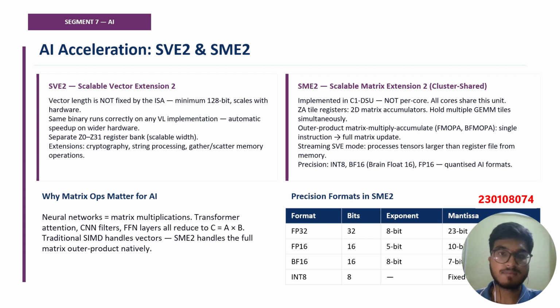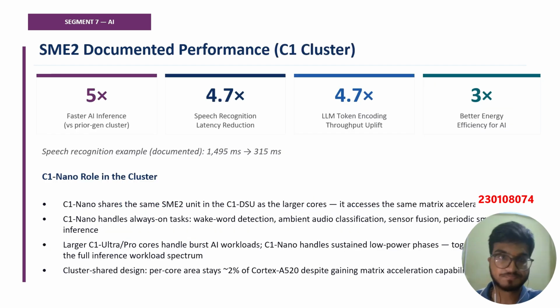SME2, Scalable Matrix Extension 2. SME2 enables efficient matrix computations crucial for neural networks. It introduces ZA tile registers, 2D matrix accumulators that allow multiple matrix operations like GEMM without frequent memory access. Additional SME2 features. ZA registers store multiple matrix tiles for parallel accumulation. Streaming SVE mode enables continuous data flow from memory, allowing processing for large tensors without manual management.